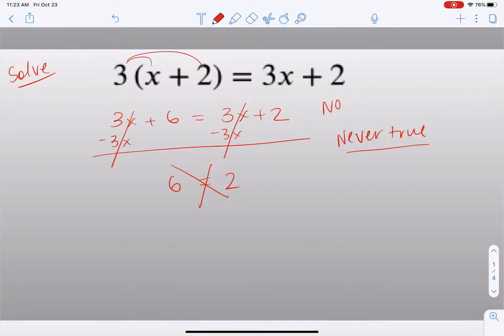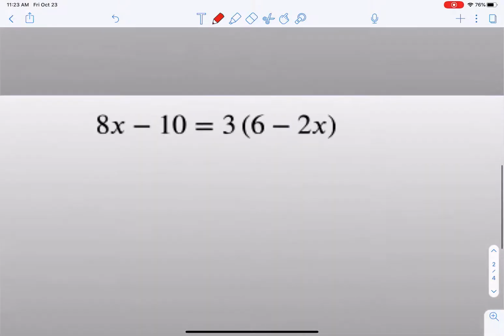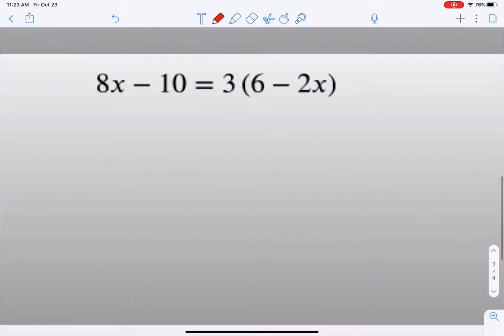So if you try to solve and your variable goes away like it did here, right? We were able to subtract 3x from both sides, and you're just left with something that's just plain not true, like 6 equals 2. I know that this is an equation that will never be true. So let's take a look here at this one. So again, we're going to solve. So this one is either always true, sometimes true, or never true. And I'll start by distributing.